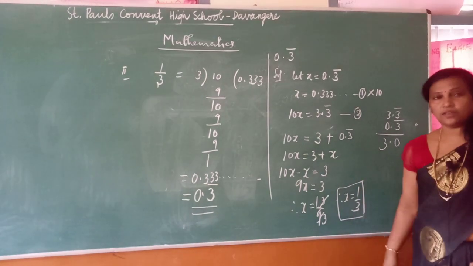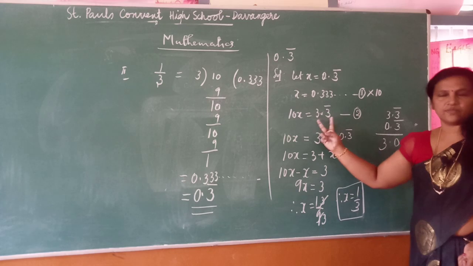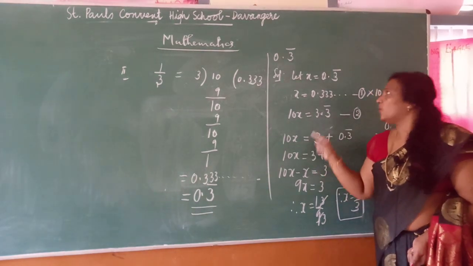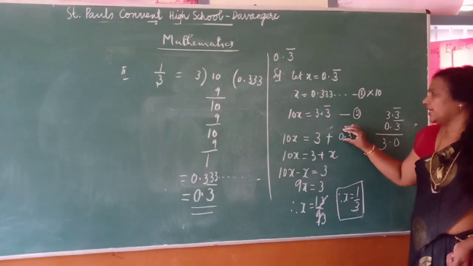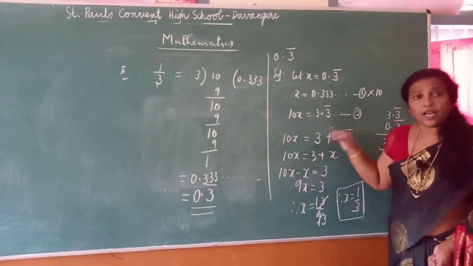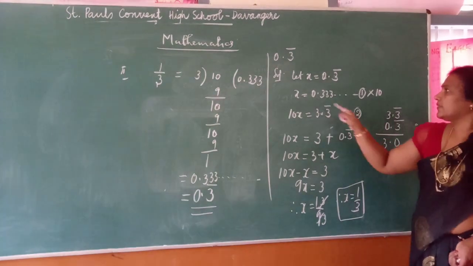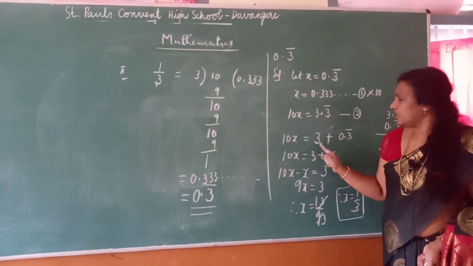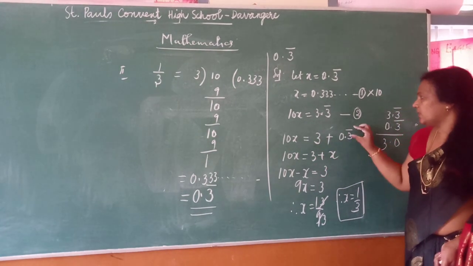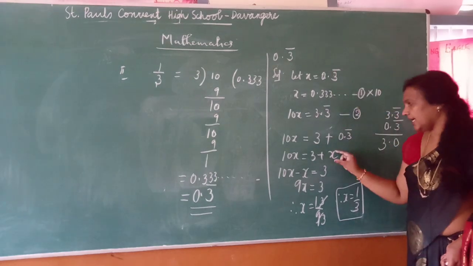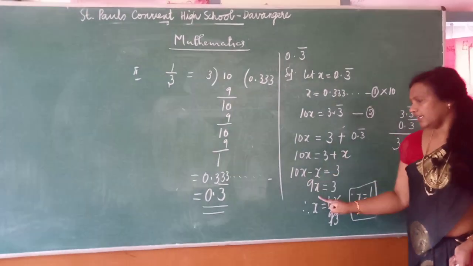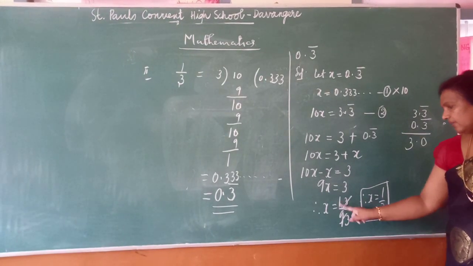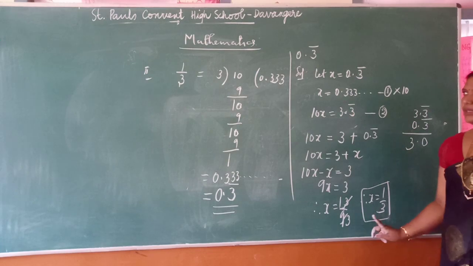What's the third step you have to do, tell me children? You have to split this one, 3.3 bar. How to split? 10x is equal to, whatever x is there, that you write down first. Then which number do I have to add? How will I know? You have to minus with the 3.3 bar. Then I will know what number I have to write here. So it becomes 3 plus, what is 0.3 bar? It is nothing but x. Then take x this side, 9x is equal to 3 and x is equal to 3 by 9, 3 ones are, 3 threes are, that is equal to 1 by 3.